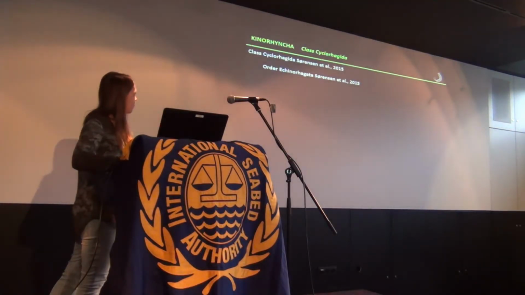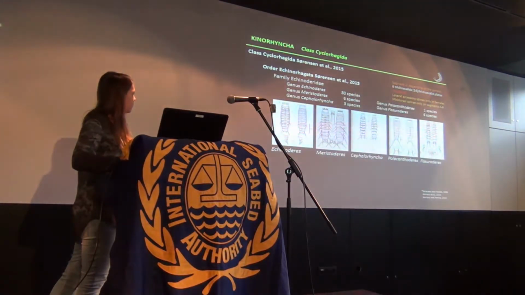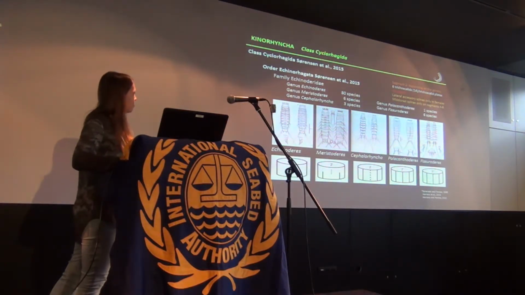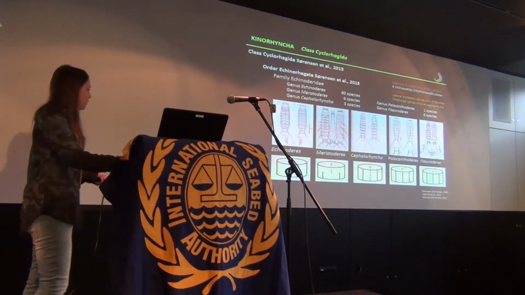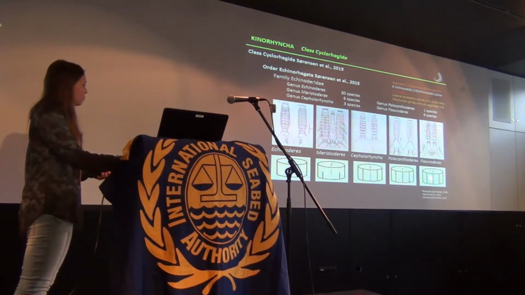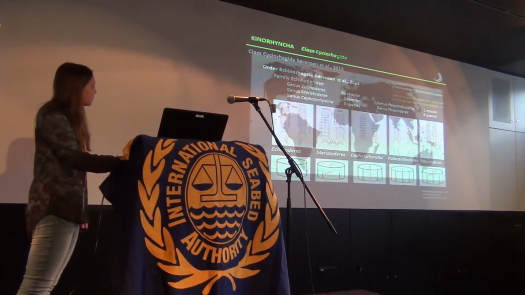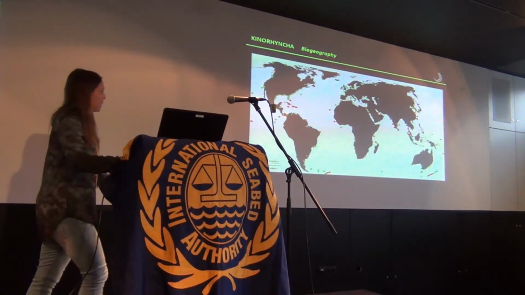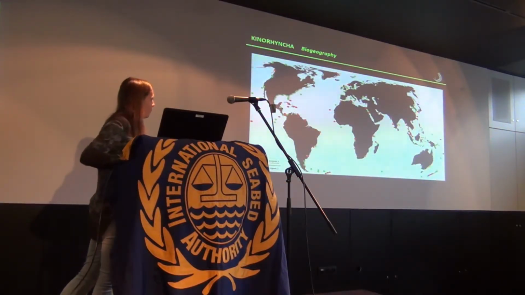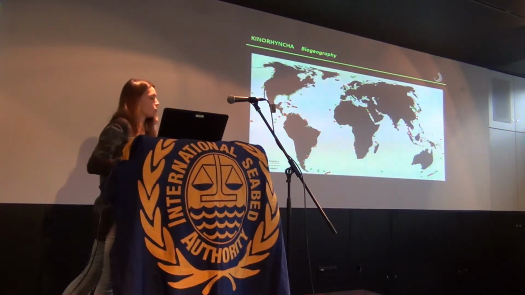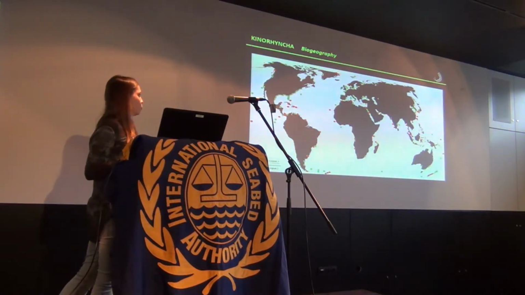And lastly, the order Echinodermata with 5 families. And this was the order where the arrangement of segment 2 is useful for the taxonomy. And that's all about the taxonomy of the group. And now we are going to talk a little bit about the distribution.